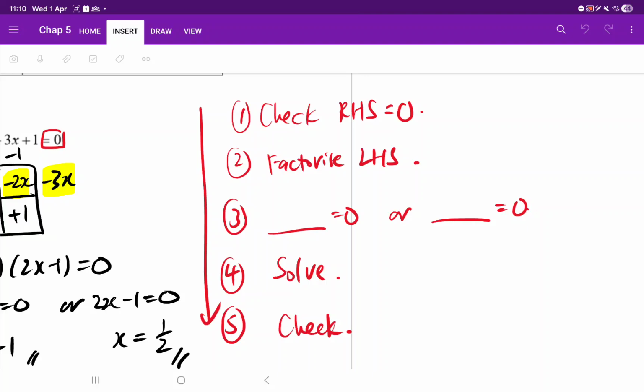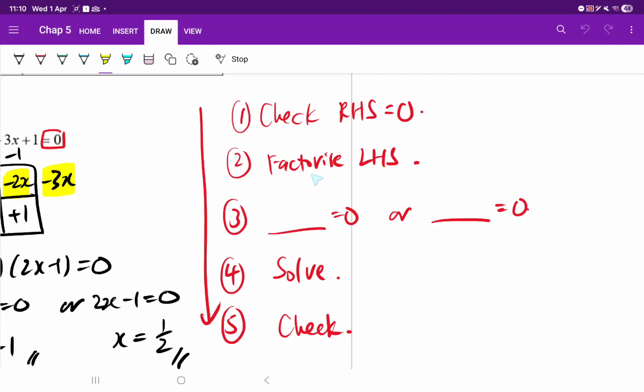To solve quadratic equations, your right hand side must first be 0. That's number 1. Okay, you must always first check that the right hand side is 0. If it's not, you have to bring them over to the left, either minus or plus, right? Then after that, on the left hand side, you should be able to factorize.